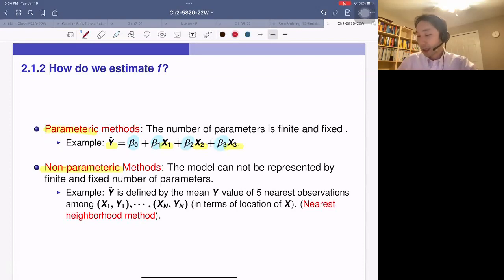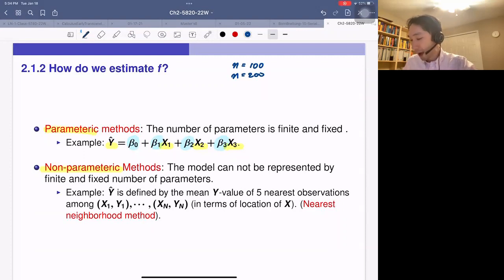So suppose that we have 100 observations of y and x1, x2, x3. We have 4 parameters, but if we increase n to 200, the number of parameters is still 4. So it does not change and it does not depend on n. So in this case, we say the model is parametric. And the other is the non-parametric methods, where the model cannot be represented by a finite and fixed number of parameters.